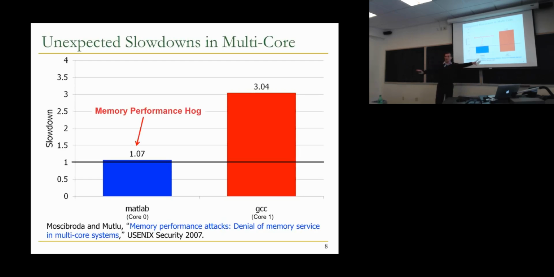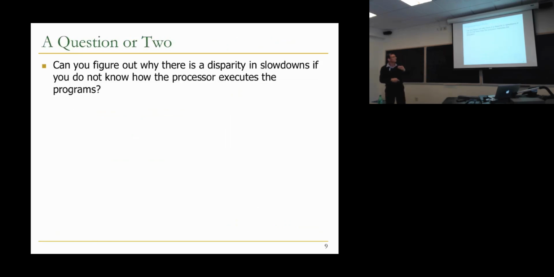The reason could be at many places, actually, in the memory hierarchy. It could be in the shared caches, for example. It could be that MATLAB is trashing the cache that GCC is using nicely, but it's not the problem in this case. I'll give you the problem. We'll talk about different problems. But the key question is, can you figure out why there's a disparity in the slowdowns if you do not know how the processor executes the programs?